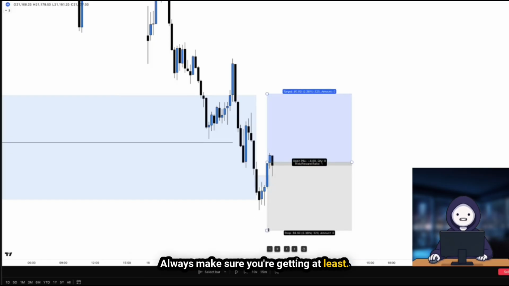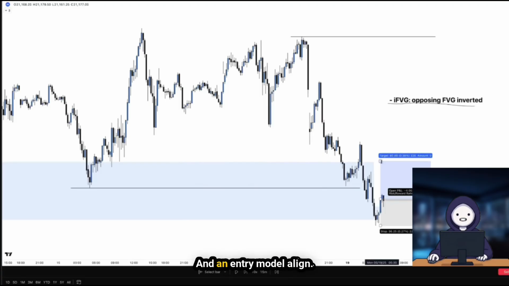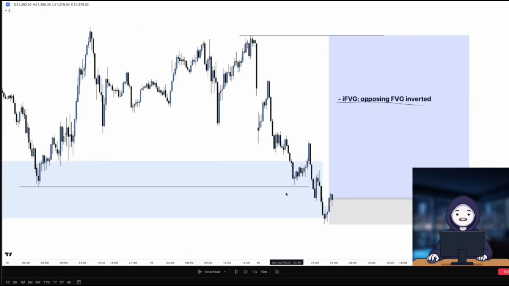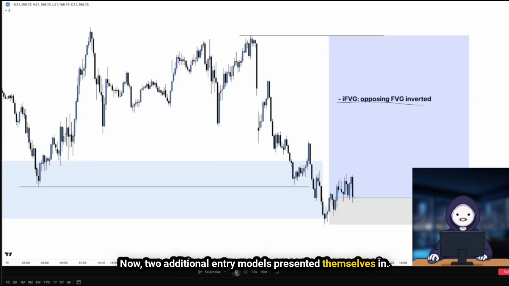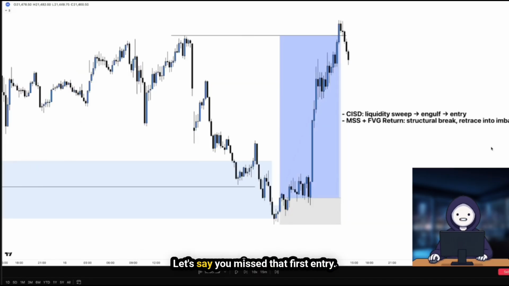Always make sure you're getting at least a 2-to-1 risk-to-reward ratio on any setup before you take it. When a key level and an entry model align, you can enter with genuine confidence. And as you can see, price does exactly what the setup suggested. Now, 2 additional entry models presented themselves in that same scenario, and the first is the change in the state of delivery. Let's say you missed that first entry.